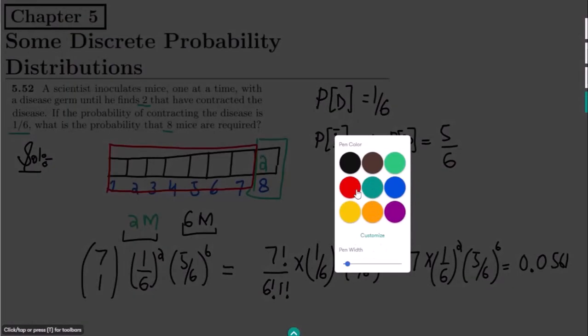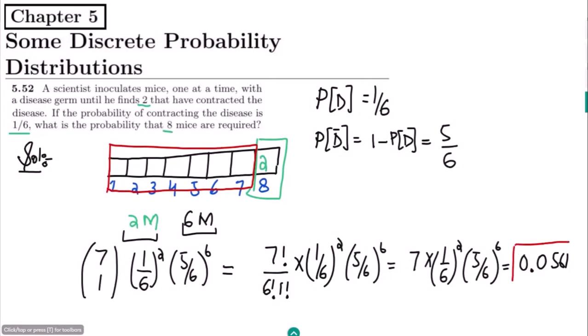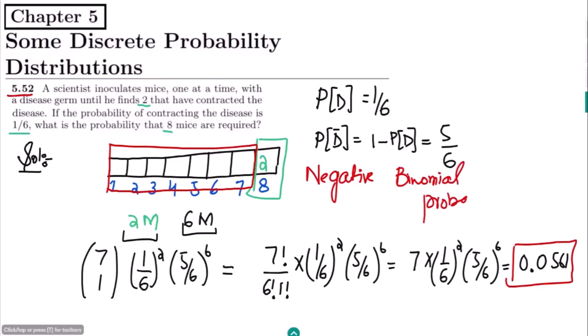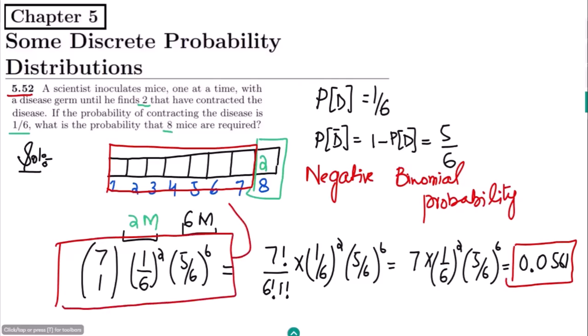Calculating it, the answer would be 0.0561, and that is basically the solution of my question, 5.52. So you have seen that this is basically the negative binomial probability, and we have solved it by using this formula which we have got from this one.